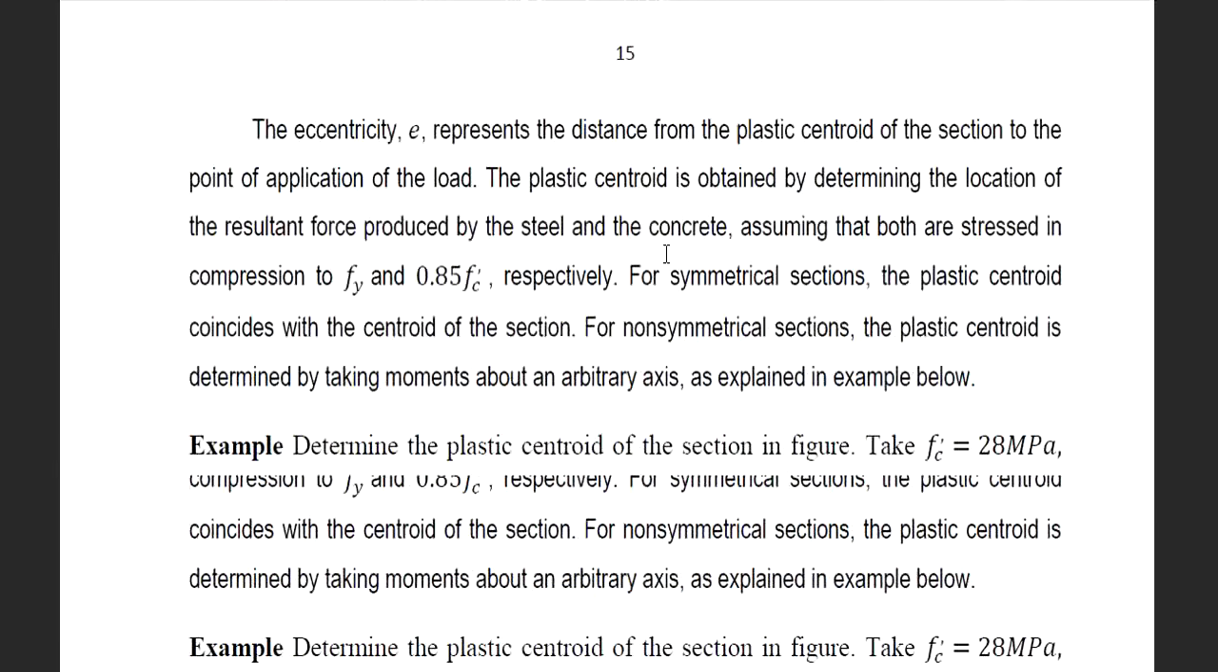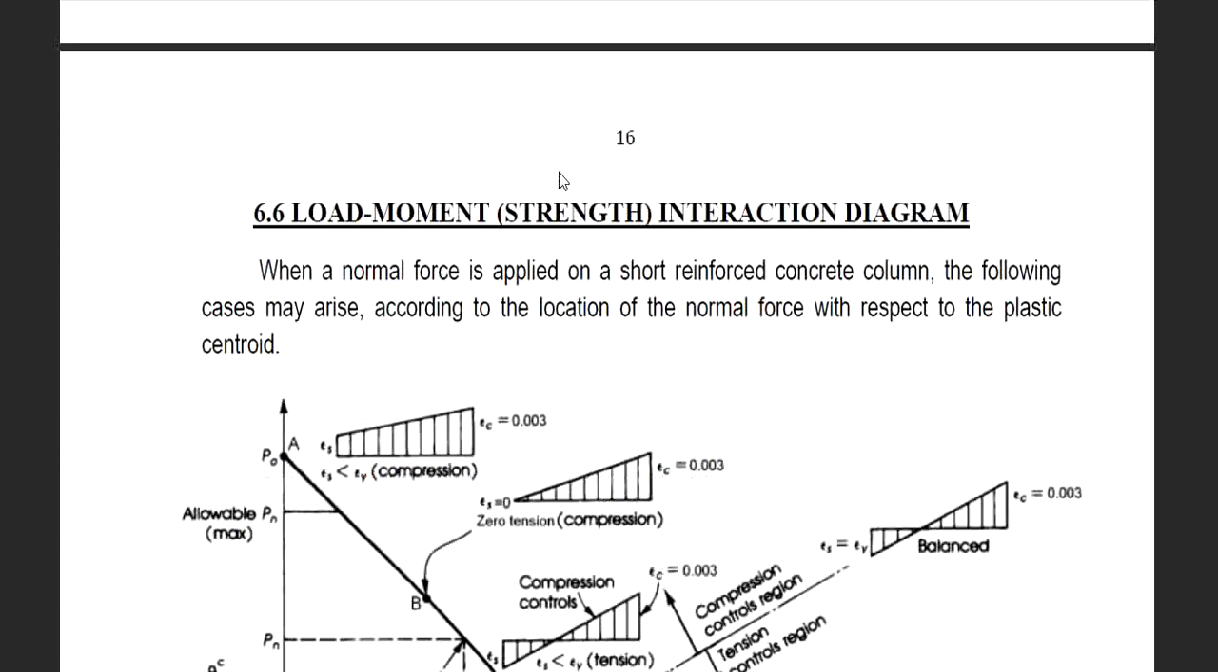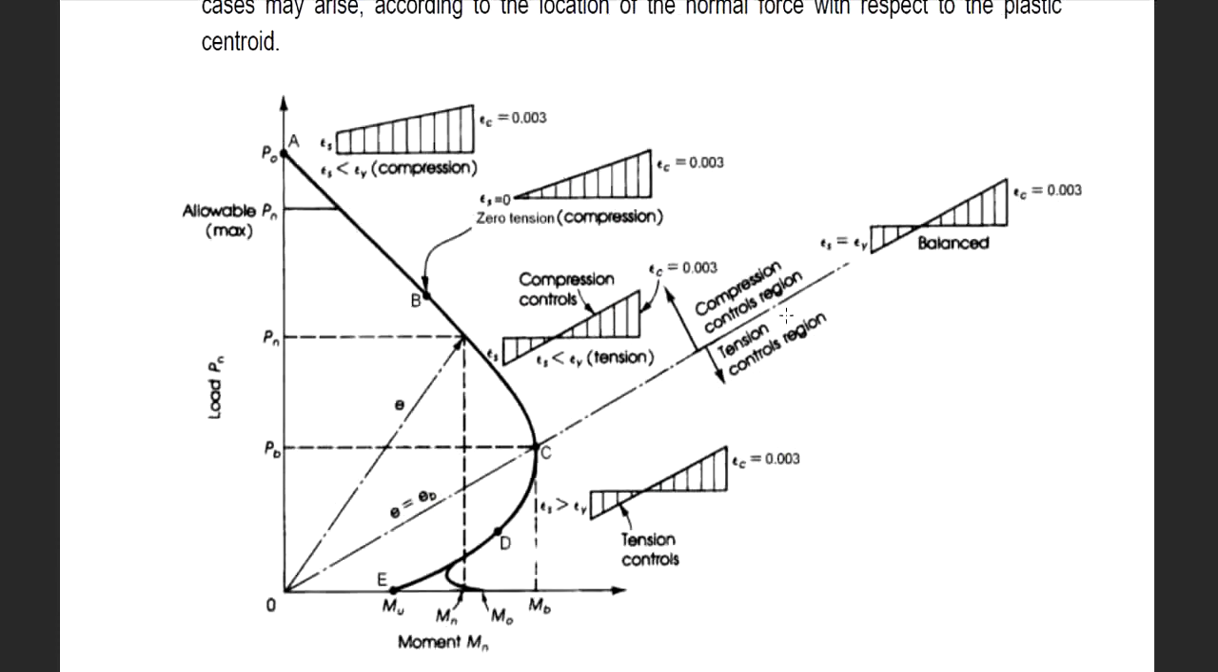Now you can see the interaction curve. IS code has given those interaction curves. Not in detail, they have just given the lines, but we are going to study it in detail. So I will mark this point as A dash, then A, B, C, D and E. Here is the origin 0, on the x-axis there is the moment, and on the y-axis there is the load.